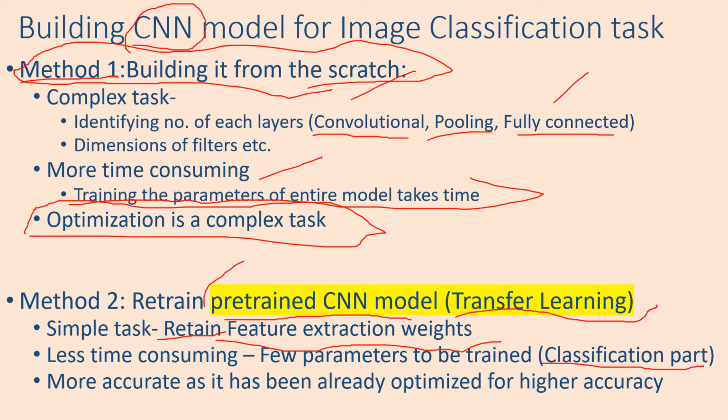Originally, that CNN model has been trained for maybe 1000 classes, but in your case there are only two classes, cat versus dog. So the prediction part, the last part or classification part, has to be modified. And since you are using the best pre-trained CNN model, which has already shown good accuracy, you can expect more accuracy when you design using this method. This is called transfer learning. It's also called retraining.